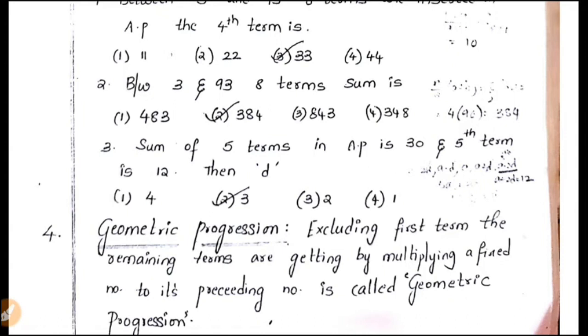For 5 terms, I already told you how to take them. Then they are asking for the fifth term, and we need to find the D value. So A minus 2D, A minus D, A, A plus D, A plus 2D. If you add all of these, you will get 30, because all the D will be cancelled. So 5A is equal to 30. So A is equal to 30 by 5, which is 6.